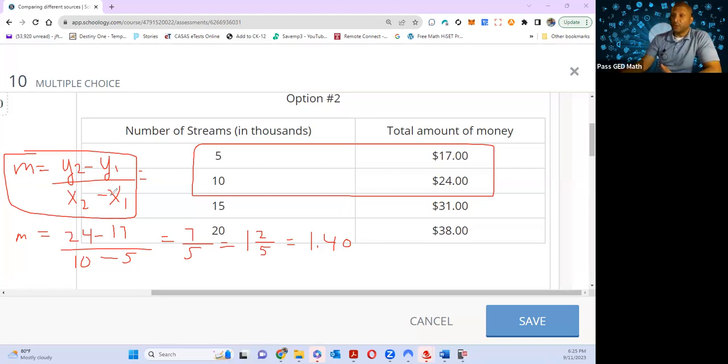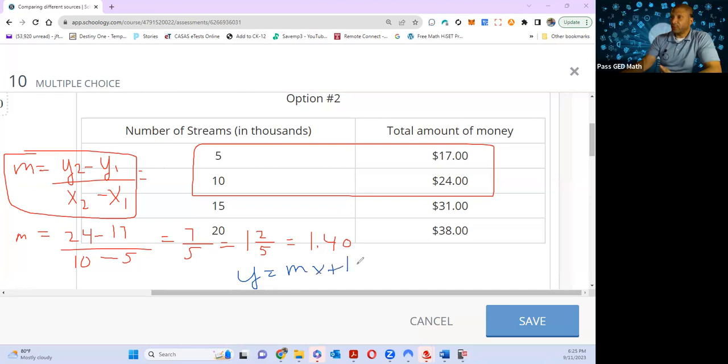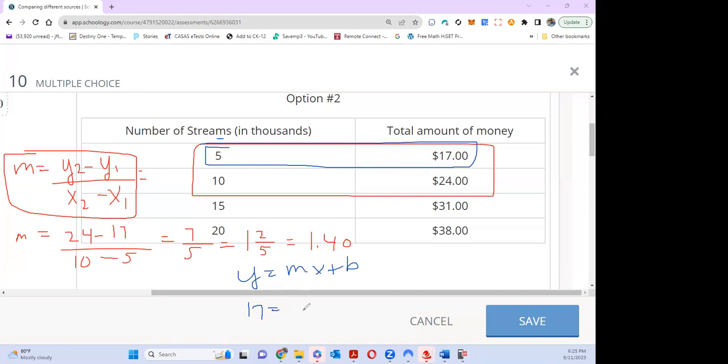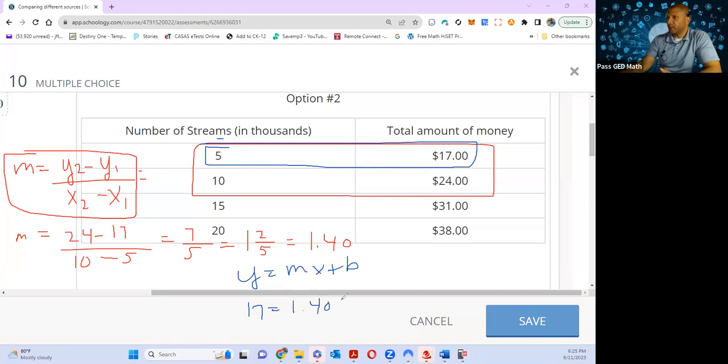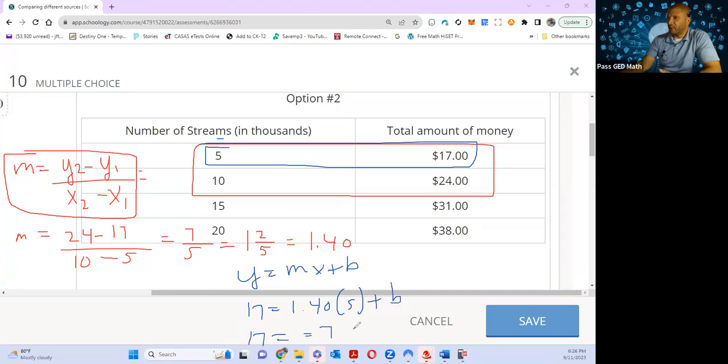Okay. So y equals mx plus b. I'm going to use this point now. You could use this point. Y is 17. And you gotta use the slope. My slope is $1.40. My x is 5 plus b. 17 equals 5 times 1.40, which equals 7, plus b. I subtract 7 from both sides. I'm running out of room here. B is equal to 10.